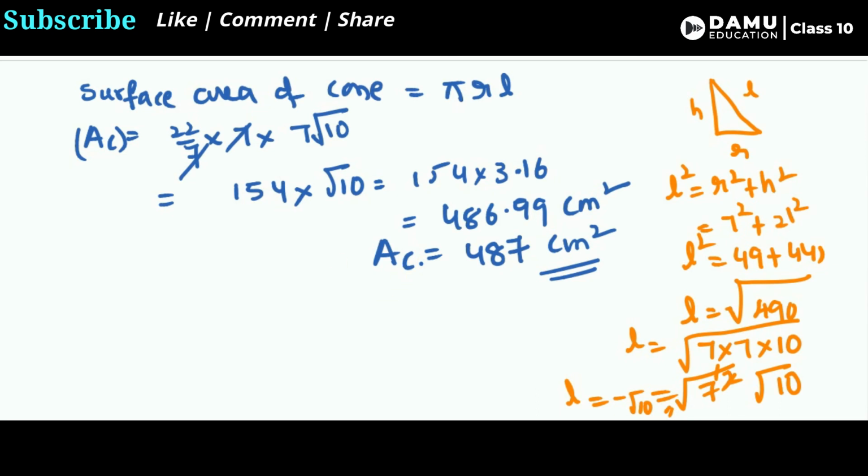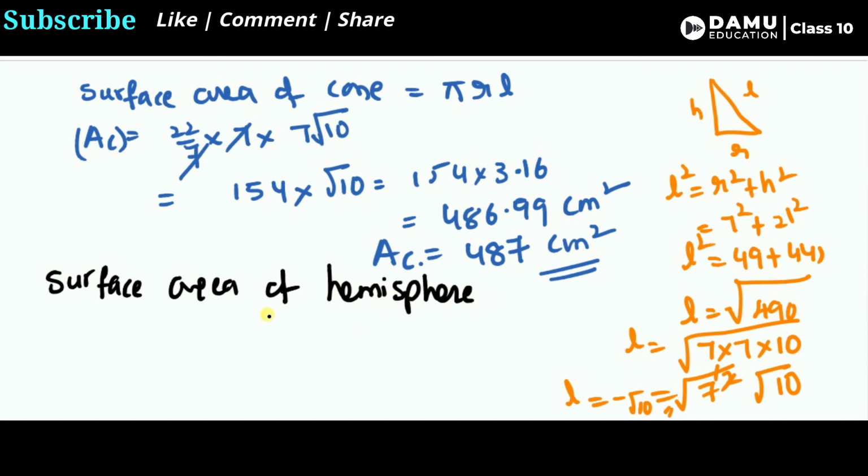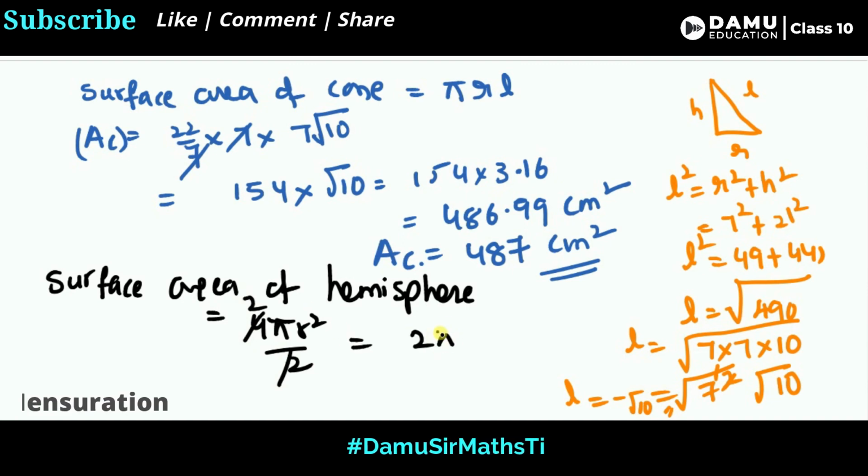Next, what we have to find? We need to find the surface area of the hemisphere. The hemisphere is half of the surface area of the sphere, that is 4 pi r square by 2. 4 pi r square is the surface area of the sphere. 2 ones are 2, 2 twos are 2, so we get 2 pi r square.